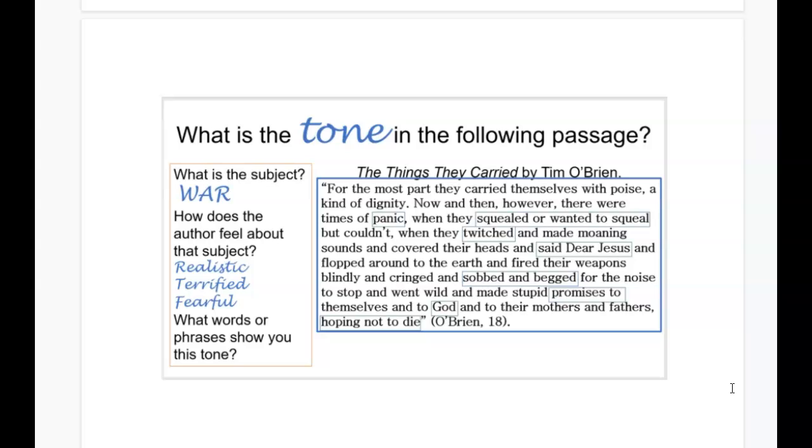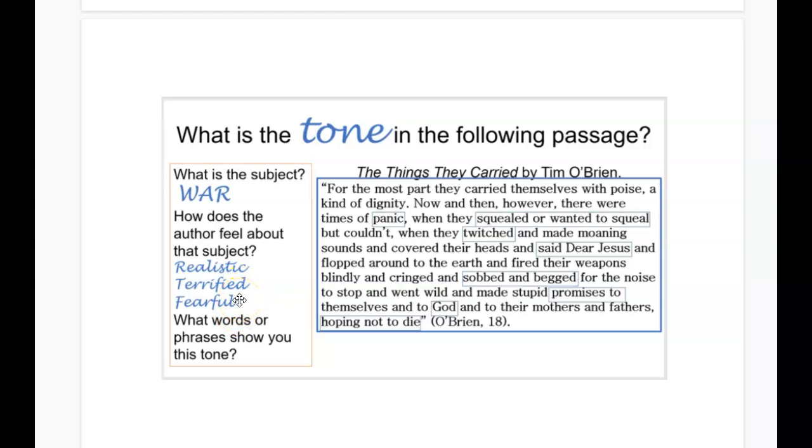All right. So if we look at this passage, the subject of this passage is war. How does the author feel? Remember, the author feels is the tone. The tone. What is the tone? Well, the tone in this passage is realistic, terrified, or fearful. And we can prove all of these by showing certain words that the author used. Well, by using panic, twitched, sobbed, begged, hoping not to die. This all shows us this terrified or fearful tone, right?